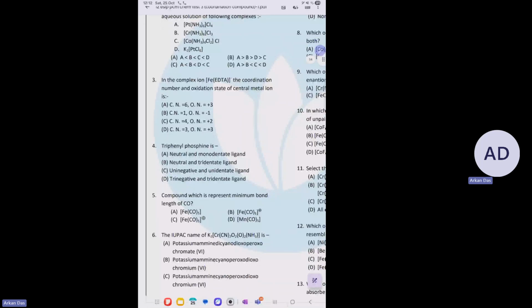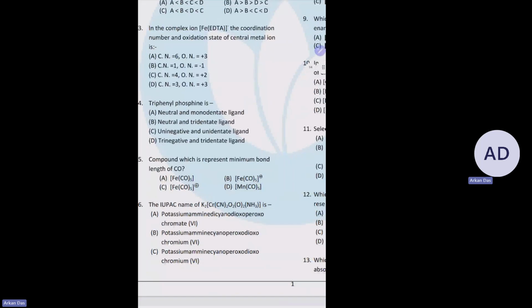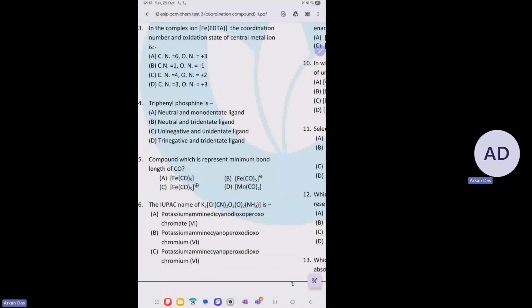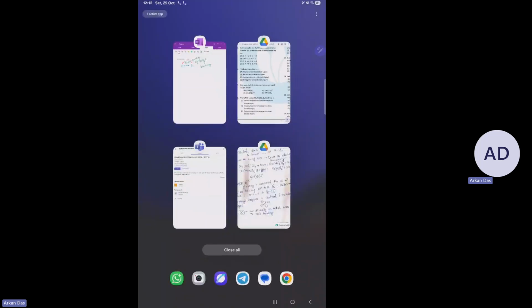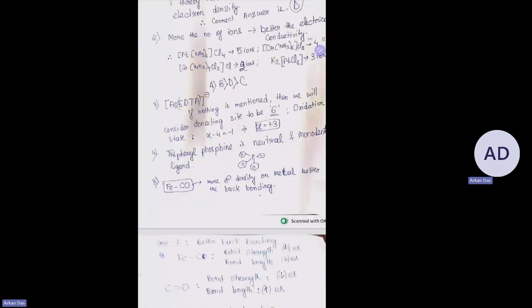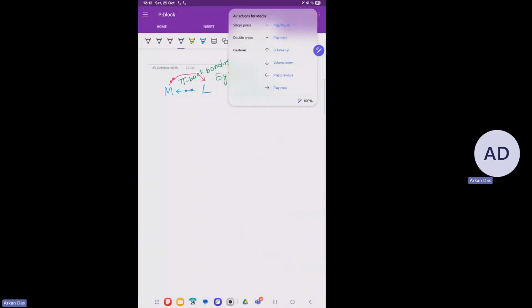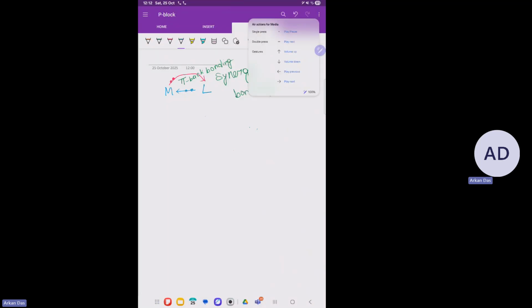So the answer is option A. Next question. Which of the following compounds represents minimum bond length of carbon monoxide? Here we have to understand that iron, when it binds with carbon monoxide, that responds to synergic bonding. Just now we have discussed synergic bonding. What was synergic bonding? We know that the ligand is donating to the metal, then the metal donates back to the ligand. That's what we call synergic bonding.